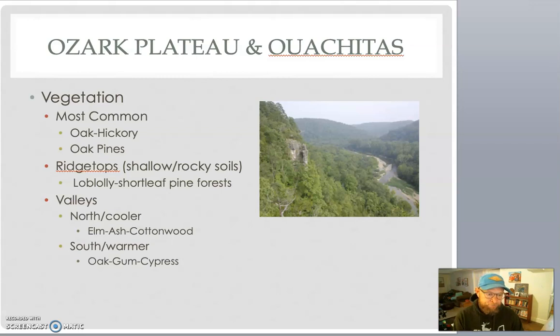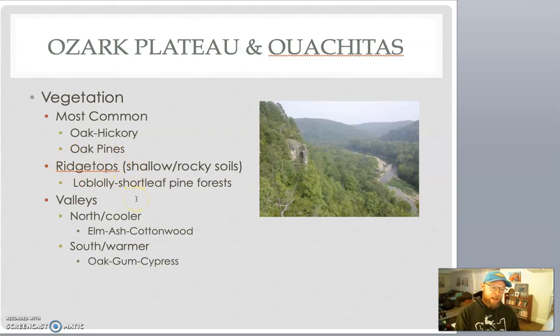and then you get the loblolly and shortleaf pine forest showing up. You get some oak pine forest showing up. So any kind of combination of oak, hickory, and pines are going to be really common. In the driest places, we see the loblolly and shortleaf pine forest being dominant. So that's going to be on the ridge tops where you have the shallowest and rockiest soils.